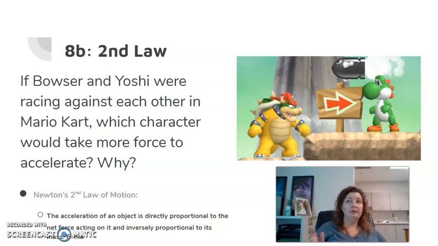I can tell you guys I'm always Yoshi when I play Mario Kart because I know Yoshi doesn't have that much mass, right? Because it doesn't have that much mass, Yoshi accelerates really, really quickly, which means he goes fast really quickly. And that's awesome for me because if I get hit with a turtle shell, I can start up fast again and hopefully win the race.